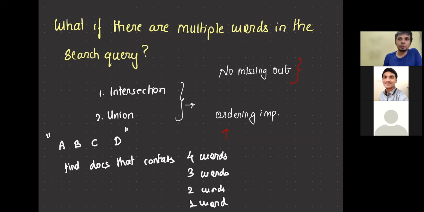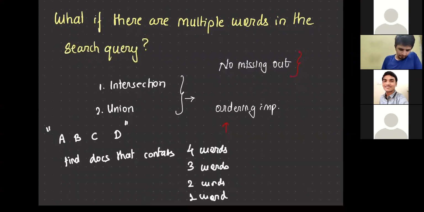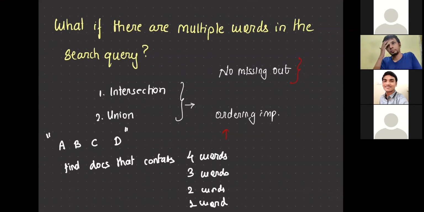Let me just take a question. Yeah, Piyush. Yeah, so for 4 words, there would be 2 cases, right? When 4 words are occurring simultaneously, one after the other.